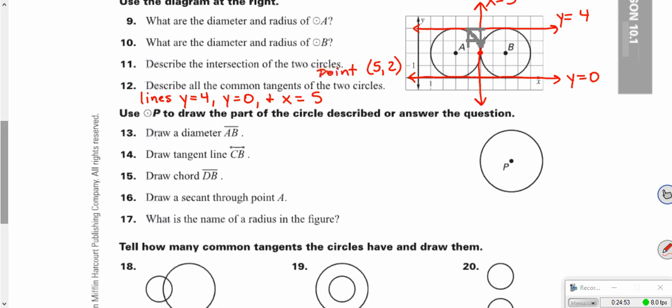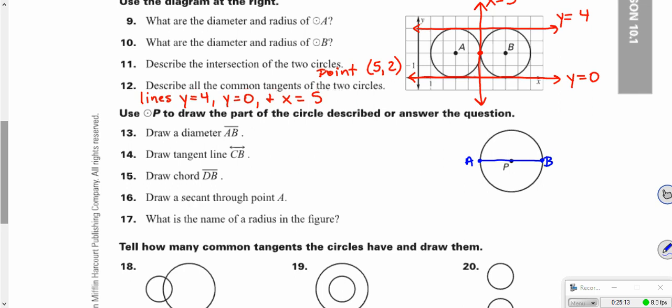Okay, now on this next part, it says draw a diameter AB. Remember, a diameter is a chord that goes through the center, so you can draw it anywhere. I'm just going to draw it straight across. But then I need to label my points here. This would be point A, this would be point B.